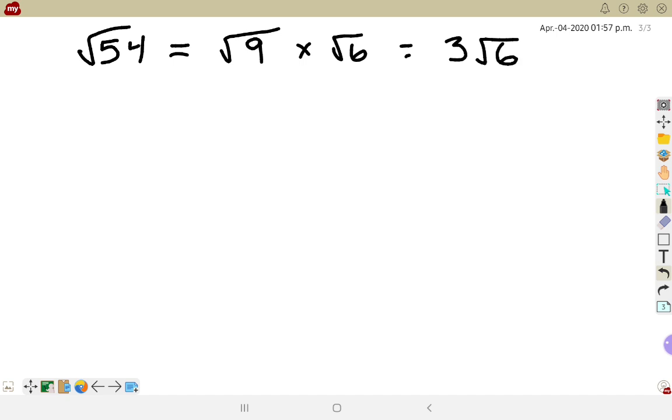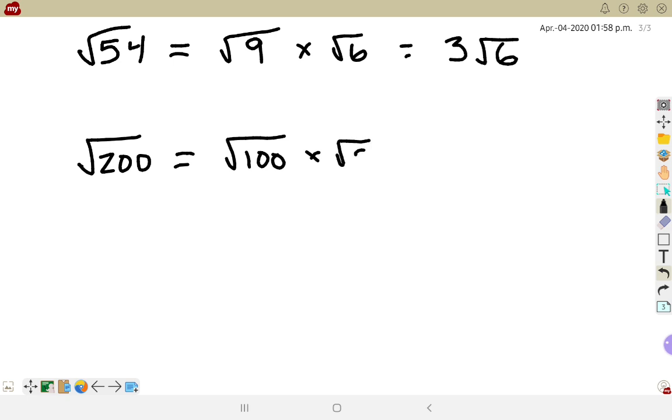Okay. Another one, we'll get a little bit bigger number here. Let's go to 200. If you want, pause the video, take a second to do it on your own. Okay, so for 200, the largest perfect square factor would be 100. So I can write 200 as 100 times 2, and then the square root of 100 is 10, and I get 10 times the square root of 2. Okay, so that's changing an entire radical into mixed. That one's nice and easy. That one comes pretty naturally.